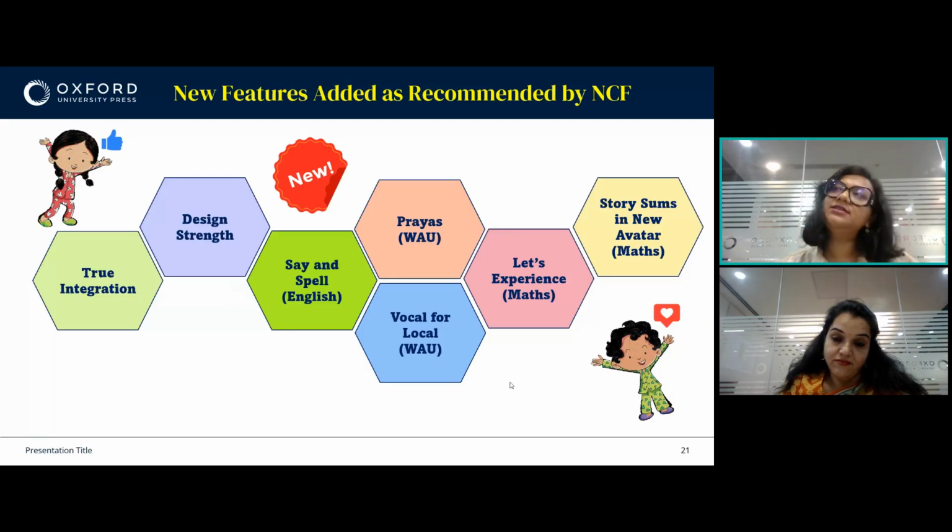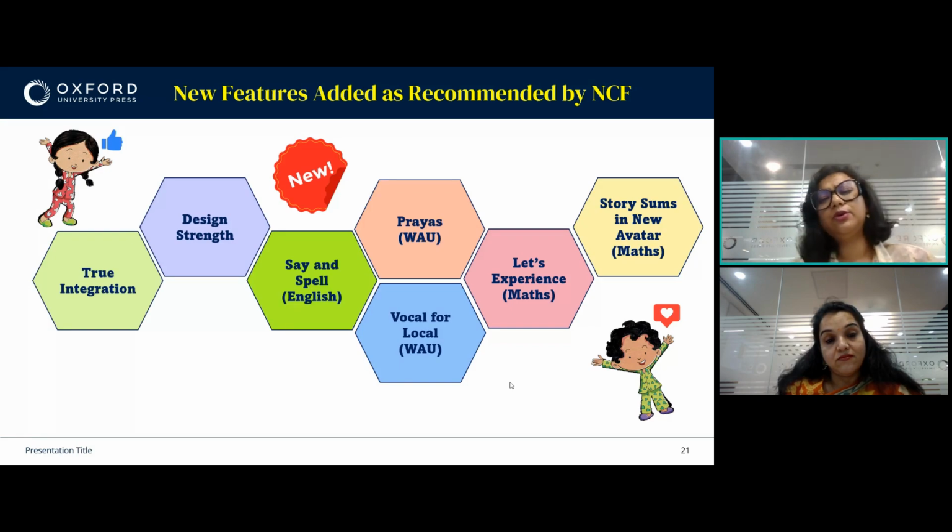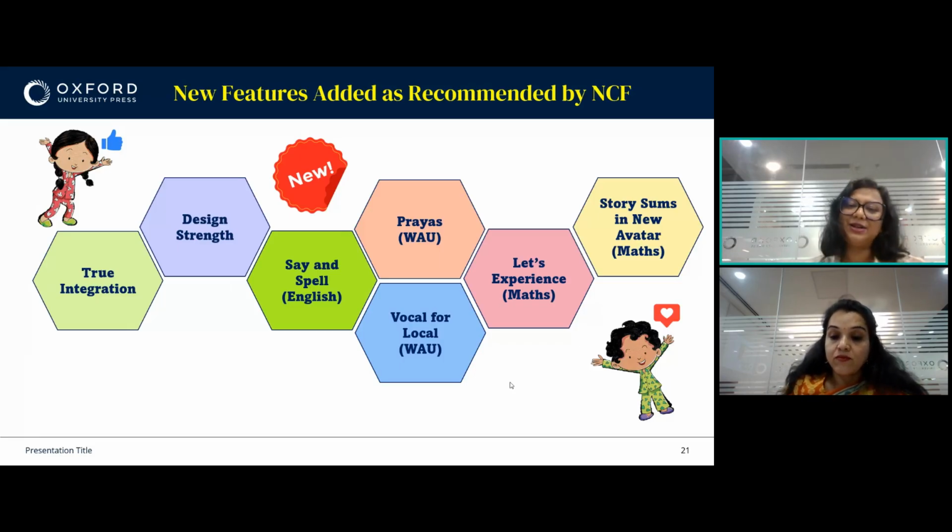Say and Spell is an important feature we have added in the English books. All my English teachers would know how important phonics and spellings are. So this is something that has been added, and we'll explore it in a couple of minutes. Prayas is a new section that you will only find in World Around Us. This is where the SDG tagging comes in. Then in World Around Us, you'll also find Vocal for Local, which is basically activities that make one appreciate Indian culture.